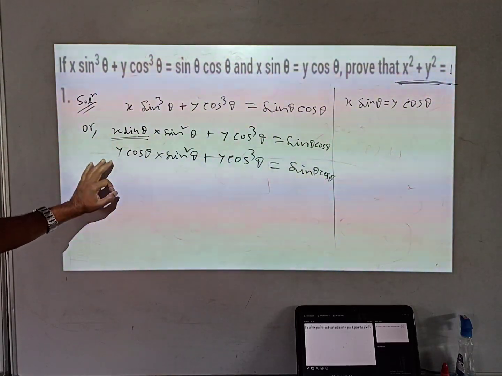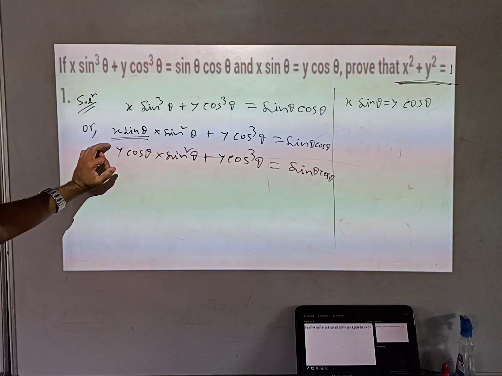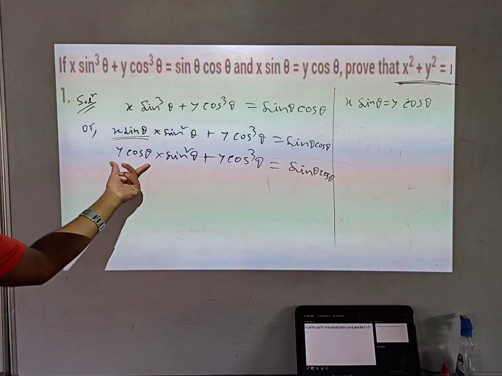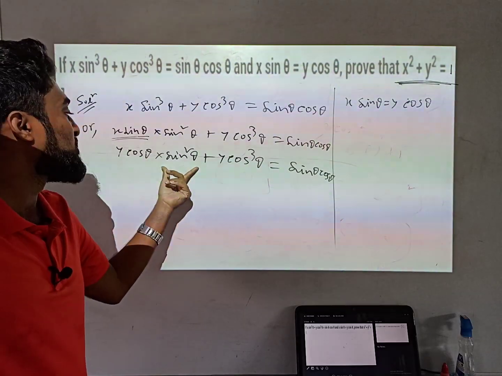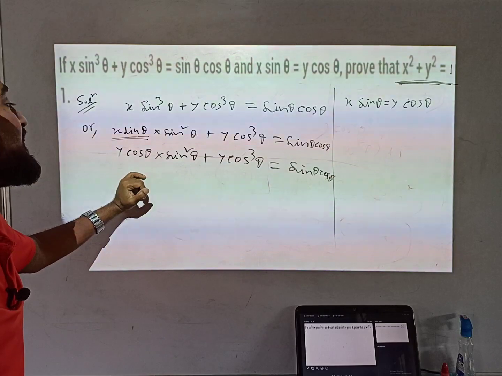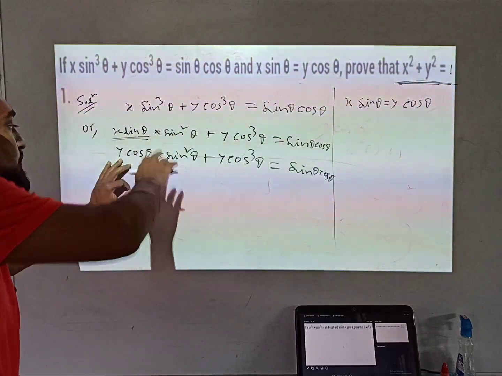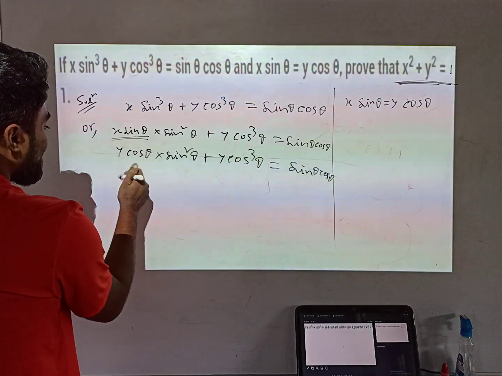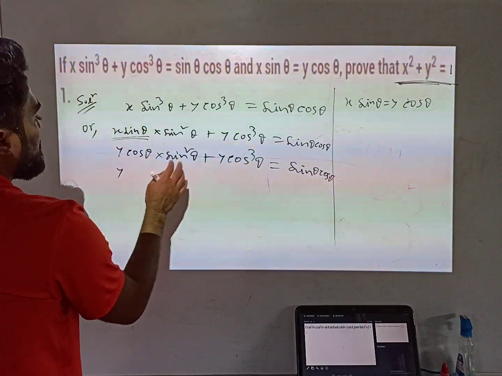That is why I am telling. So y in place of this x sin theta, when I write y cos theta, what do I get? Y cos theta into sin square plus this. So this replacing changes everything, the equation changes. So y cos theta into sin square theta.